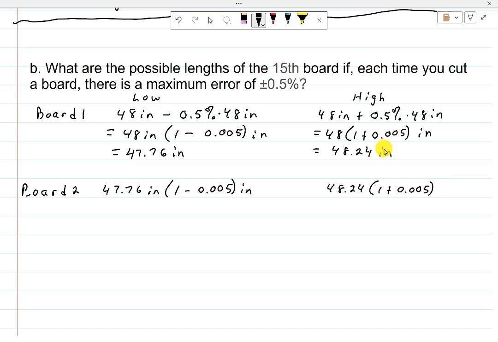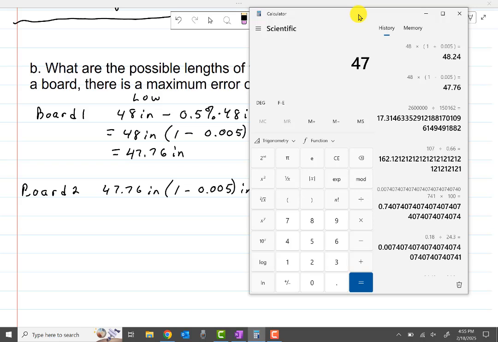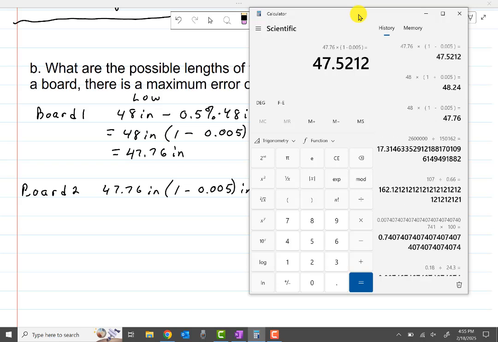Likewise, up here, if I want the upper amount, these are inches. Let me use the calculator. 47.76, parenthesis 1 minus 0.005, end of the parenthesis, and I get 47.5212.